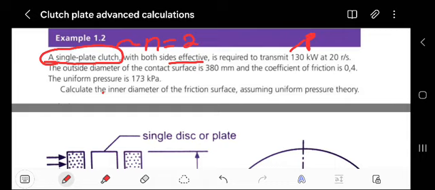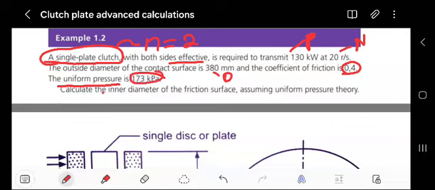130 kilowatts at 20 revolutions per second, the speed of rotation, right? The rotation speed. The outside diameter of the contact surface we are given is 380. This is big D, this is the outside. The coefficient of friction we've been given. Then the uniform pressure. Here we have uniform pressure.